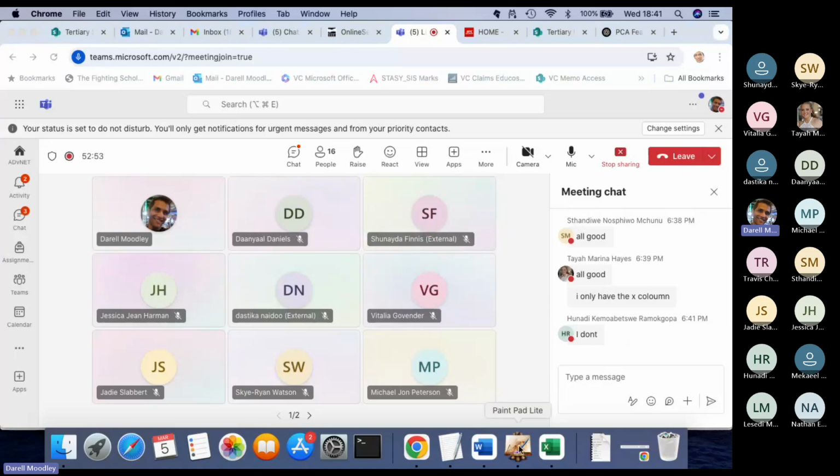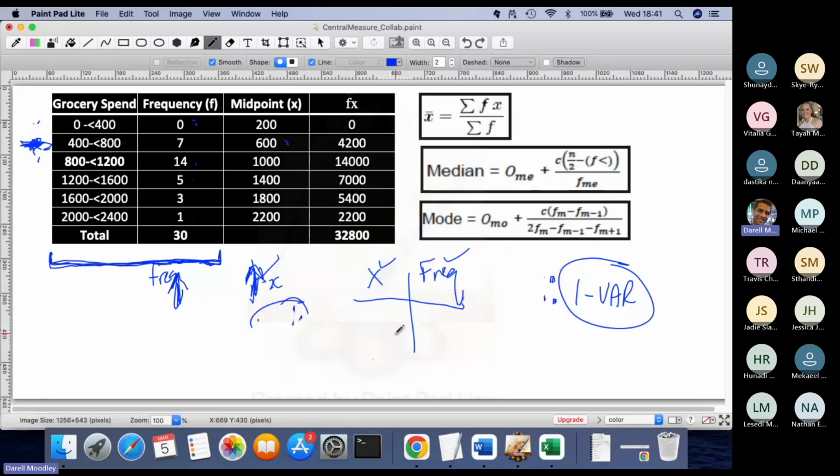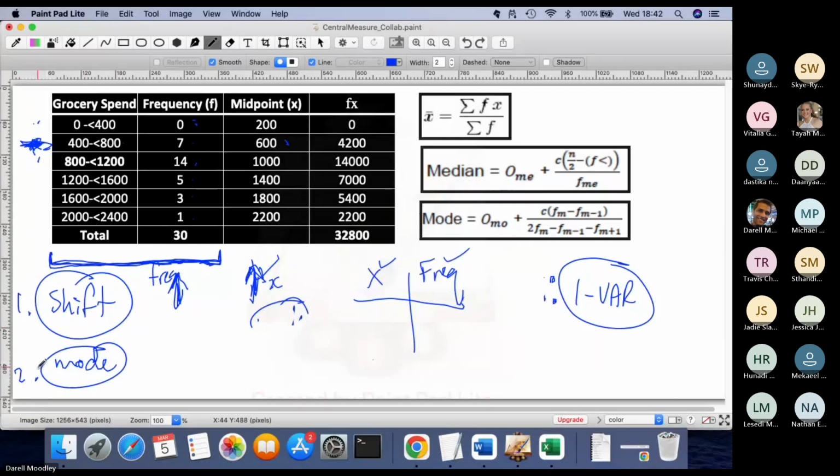All right. I'm going to show you how to get the frequency column. You're going to follow my instructions to the T. After you press the on button, the first button you're going to press is Shift. First you press Shift. Second, you press Mode.